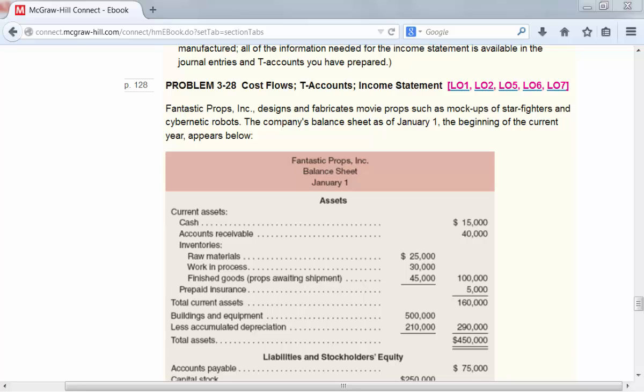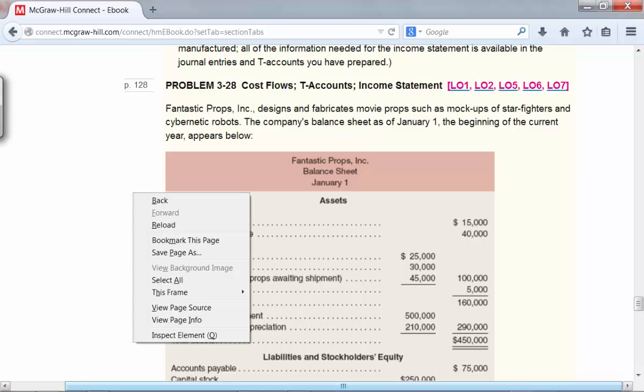In this exercise, we will work through job order costing. Specifically, problem 328 in the book walks you through a very comprehensive example of a company who uses job order costing. Let's review for just a sec, though, before we start.